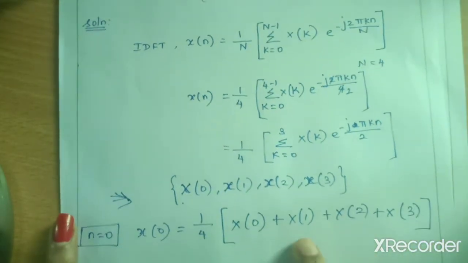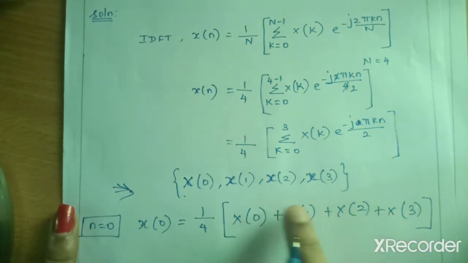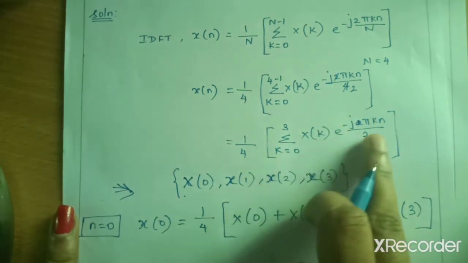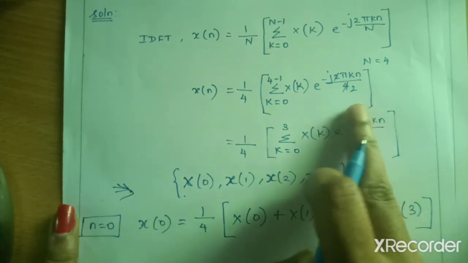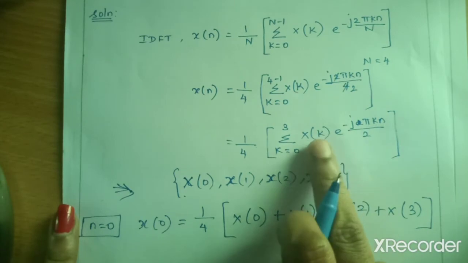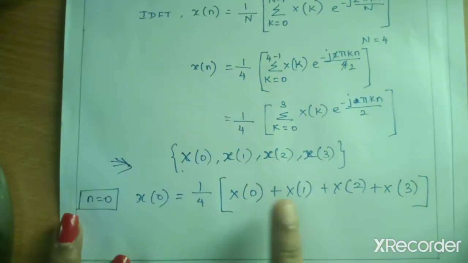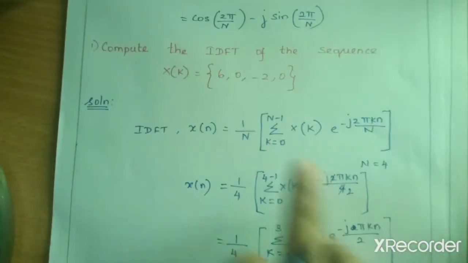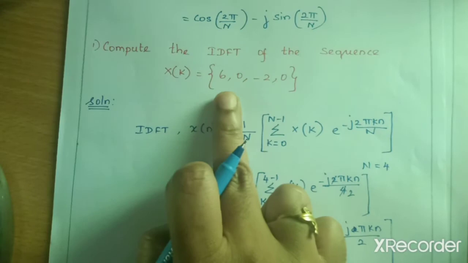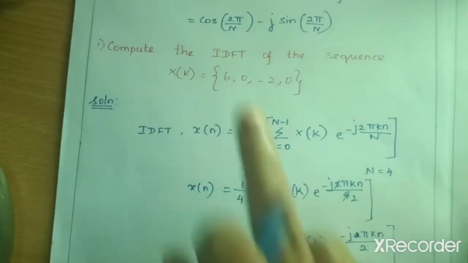Okay. So we have x of 0, x of 1, x of 2, x of 3. Here we don't have any e power values because we put the n value as 0, so the whole term becomes 0 and e power 0 gives 1. Next you have to substitute the values of x of 0, x of 1, x of 2 and x of 3. In the question it is given that capital X of 0 is 6.